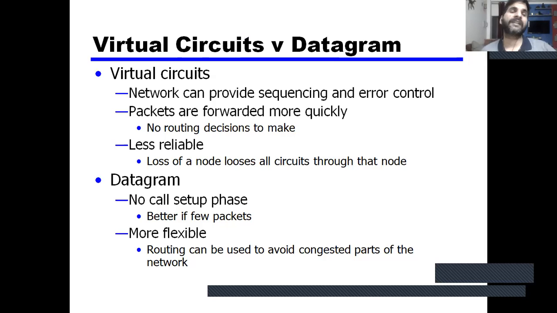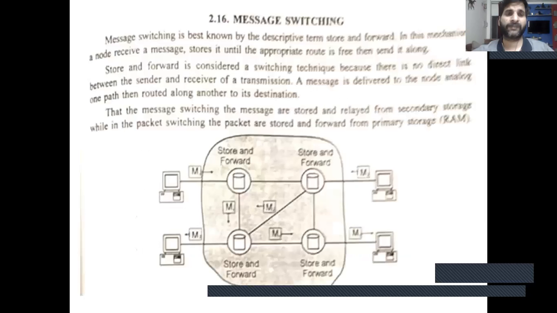Now, virtual circuit versus datagram. With a virtual circuit, the network can provide sequence and error control. Packets are forwarded more quickly, since there is no routing decision to make, but it is less reliable: loss of a node loses all circuits through that node. In the datagram approach, there is no call setup phase, it is better for a few packets, and more flexible routing can be used to avoid the congested part of the network. So there are some advantages of the datagram approach and some advantages of the virtual circuit approach. This is the basic difference between them.